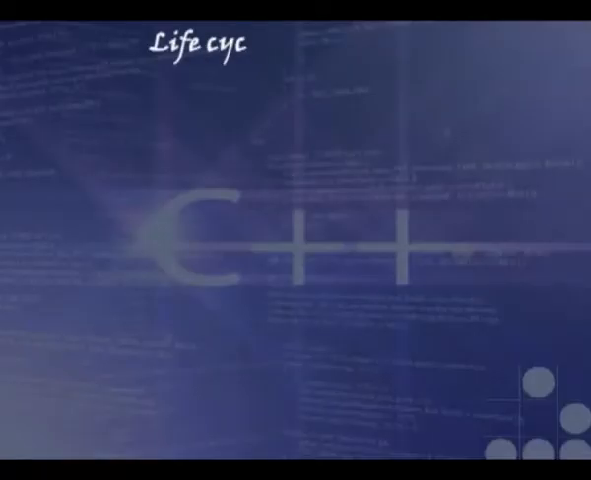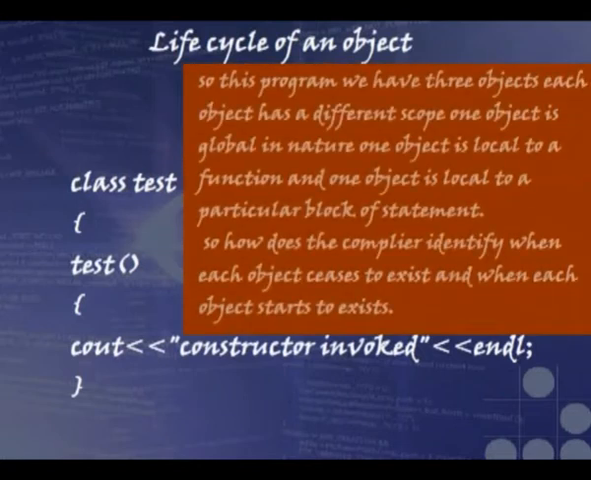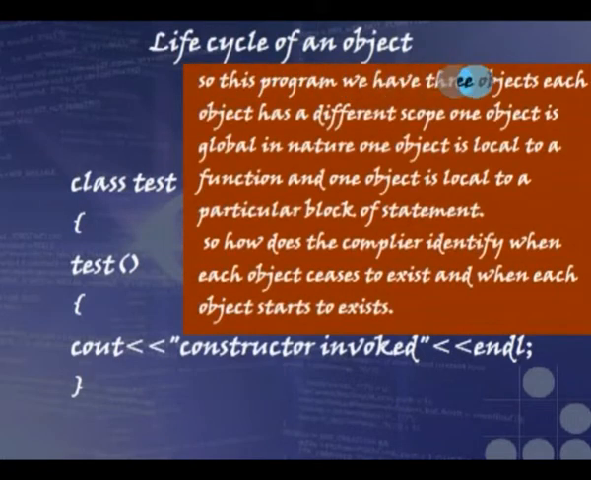Now, life cycle of an object. In this program we have 3 objects. Each object has a different scope. One object is global in nature, one object is local to a function, and one object is local to a particular block of statements. So, how does a compiler identify when each object ceases to exist and when each object starts to exist?